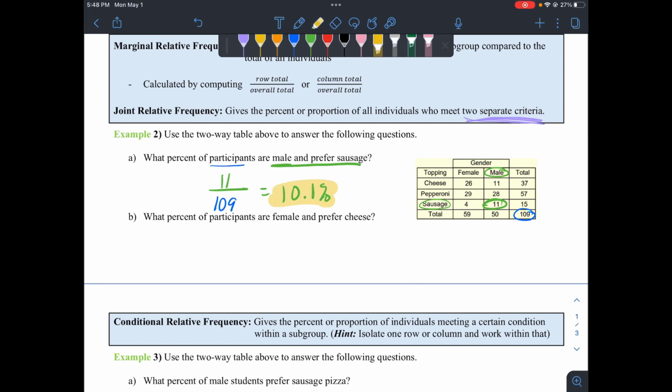Now we want to know what percent of participants, so again, was the total participants. We want to know how many are female and prefer cheese. So how many are female, how many prefer cheese? That is 26. So if I divide 26 by 109, I have 23.9%.